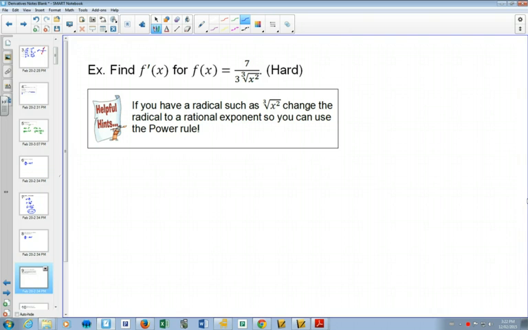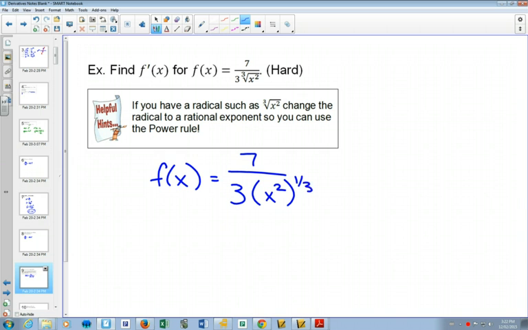So you're going to have to be able to change square roots and cube roots to rational exponents. Maybe you remember that. We'll do that first. I have a 7, I have a 3, and instead of a cube root, I'm going to put brackets, put what was inside the cube root in brackets, and change the cube root to 1/3. Now that 1/3 will apply just to the x squared. It doesn't apply to that 3 because of the way that it's written.